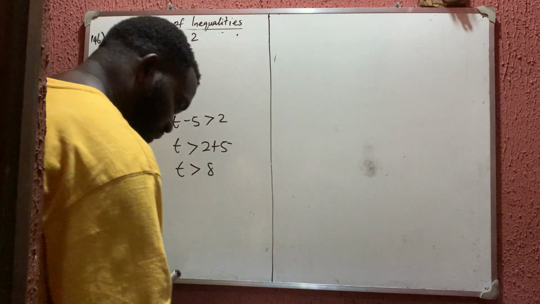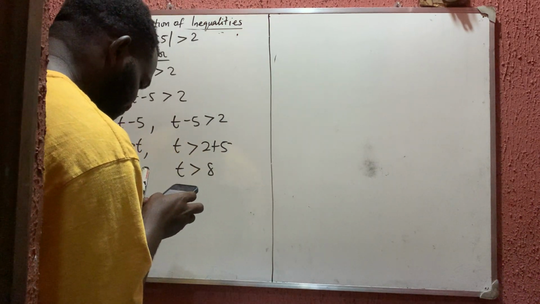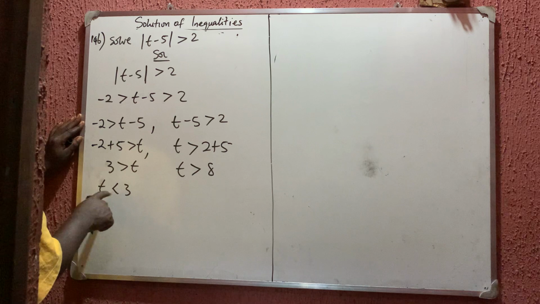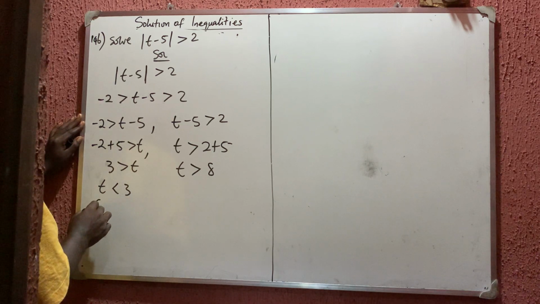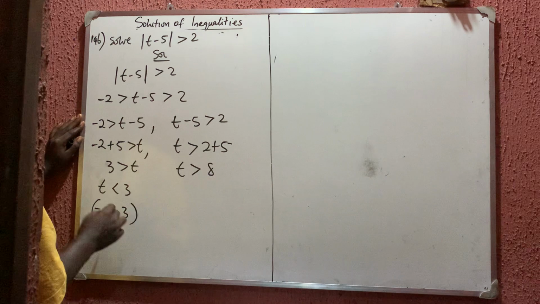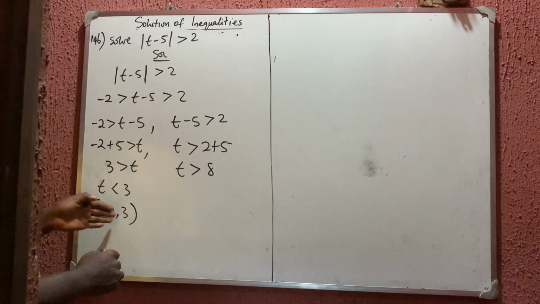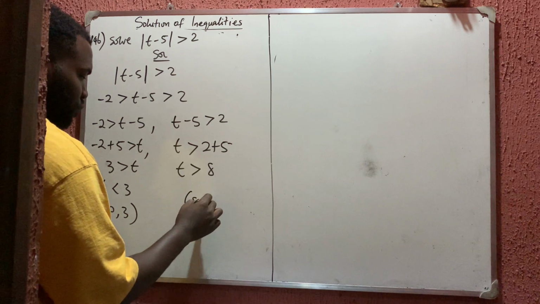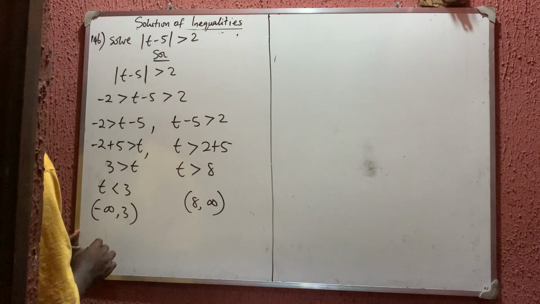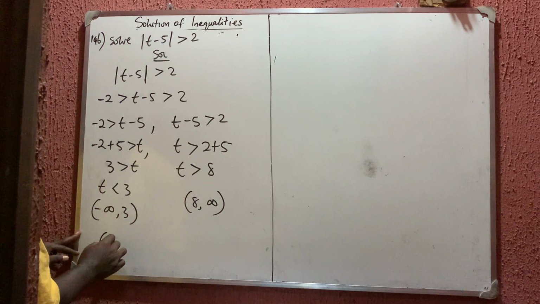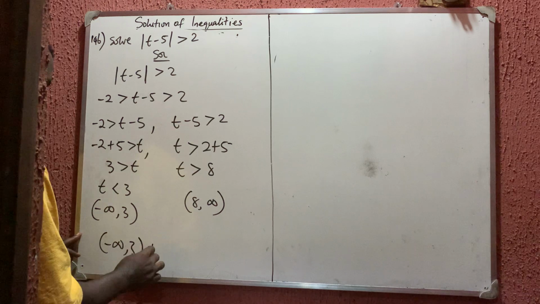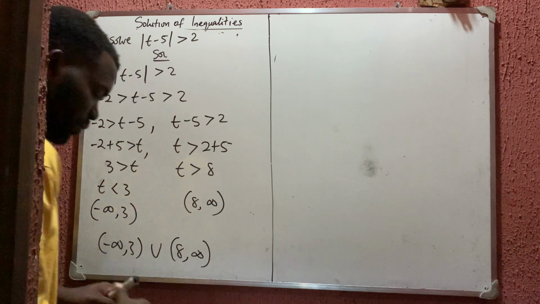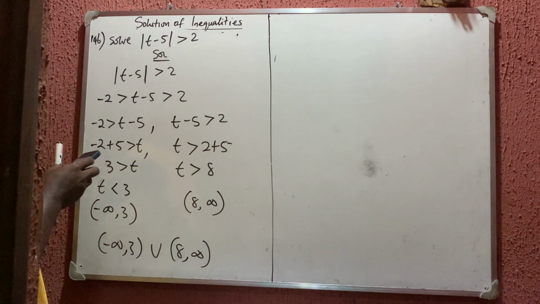Now in this case, what do you do to combine them? To combine them is to say that if t is less than 3, it means that it is from minus infinity to 3. Anything from 3 down to negative infinity. Now if t is greater than 8, it means from 8 to positive infinity. So you unite them. So the answer to this is now minus infinity comma 3 union 8 comma infinity.